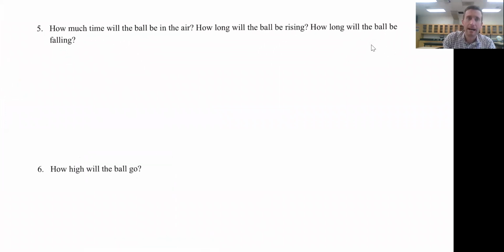Okay, so let's head up to the top and check out number 5. Number 5, how much time will the ball be in the air? How long will the ball be rising? How long will the ball be falling? Okay, so for time in the air going up, I know that this is controlled only on the vertical, right? Horizontal stuff does not affect how long it's in the air. It's only how far up and how far back down, because horizontal and vertical are independent.